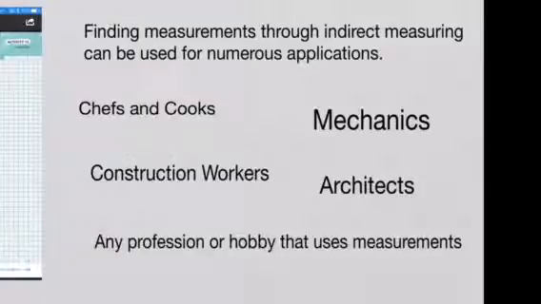Now, finding measurements through indirect measuring can be used for numerous applications. Chefs and cooks can alter the size of their recipes, either bigger or smaller. Mechanics, if they have to add additives to oil or anything they're doing, can definitely adjust it. Construction workers might have to make a porch proportional to the building size, along with architects and any profession or hobby that uses measurements.